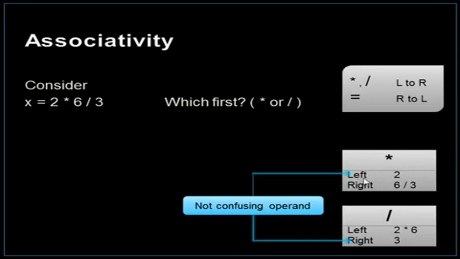So the one whose left operand is not confusing, because its associativity is left to right, will be solved first. So naturally multiplication will be solved first, right? Because its left operand is a non-confusing operand. Then only one operator remains, so x equals 4.